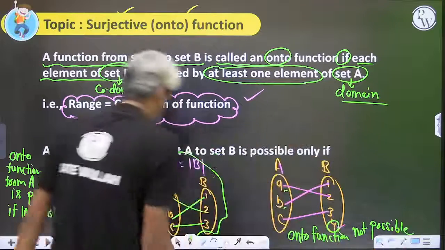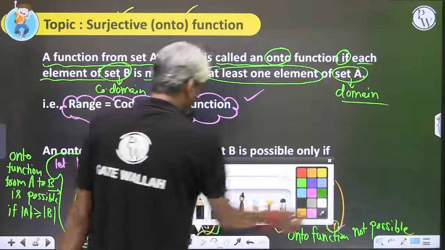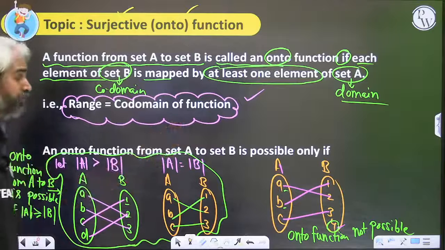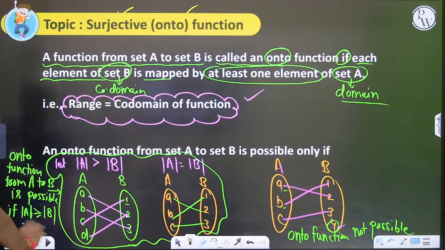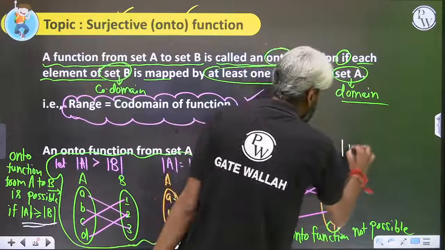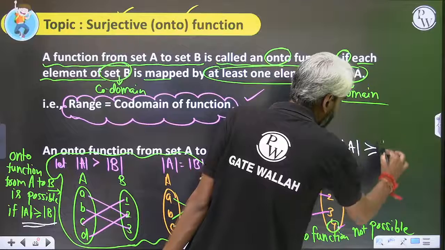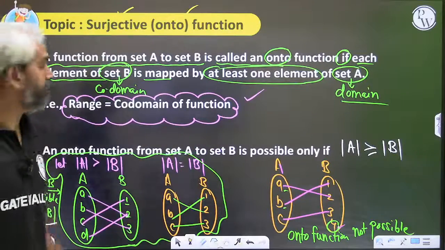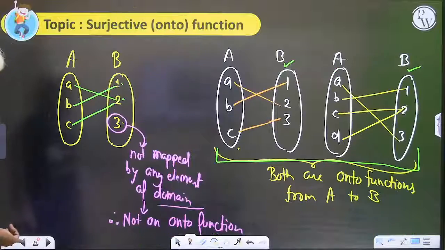So an onto function from set A to set B is possible only if the cardinality of set A is either equal to the cardinality of set B or greater than the cardinality of set B. So only if mod A is greater than or equal to mod B. Clear? Now let's go back to the example.